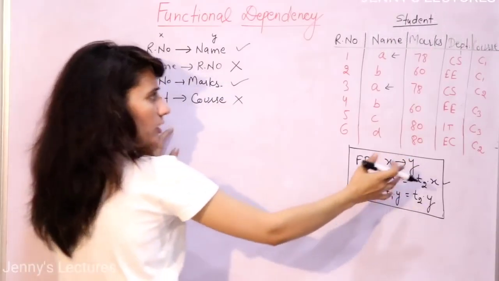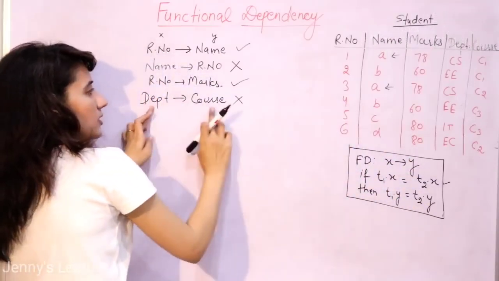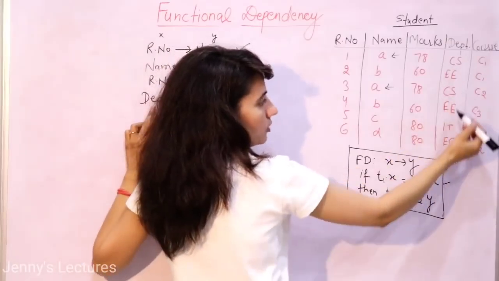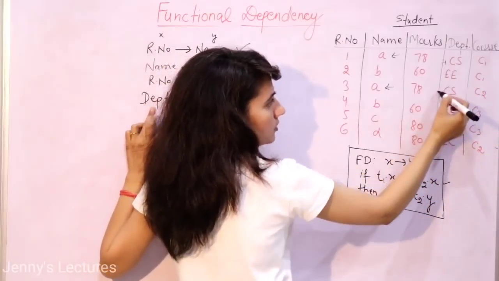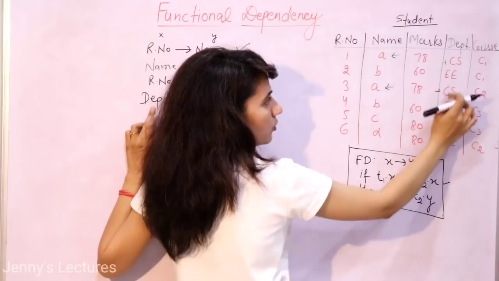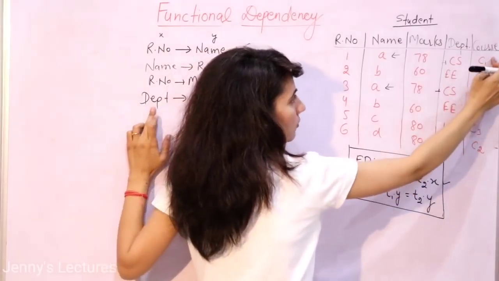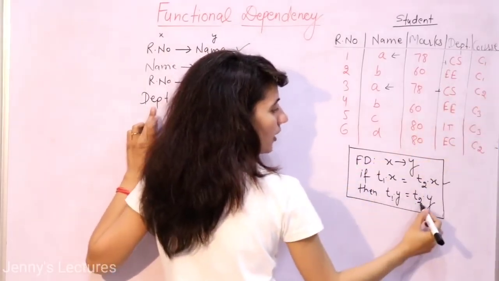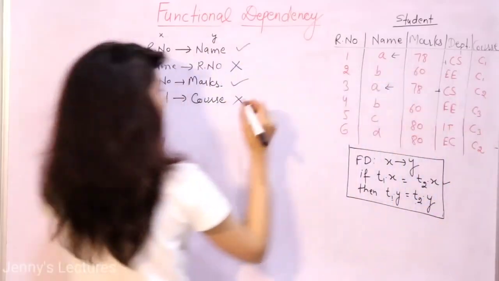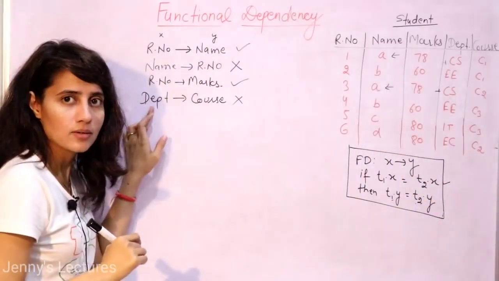Or the same you can check with the help of this formula, this is x, this is y. Check out the tuples which have repetition, this and this have the same value. Now for this check the value of y, here we have C1, here we have C2, but the value of y should be the same. So this is not a functional dependency here, right?